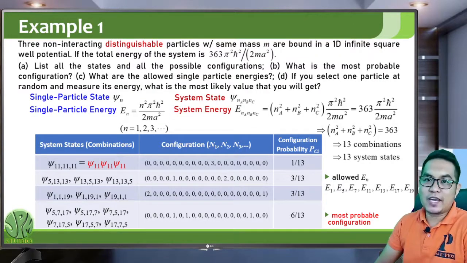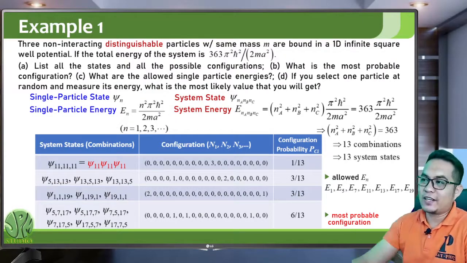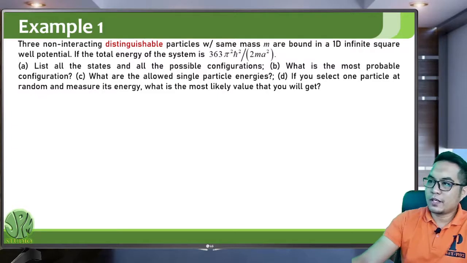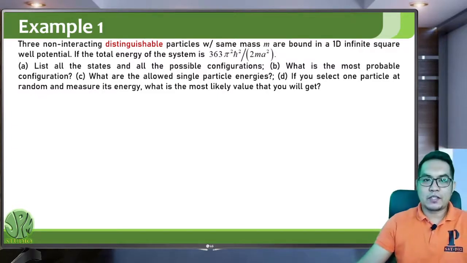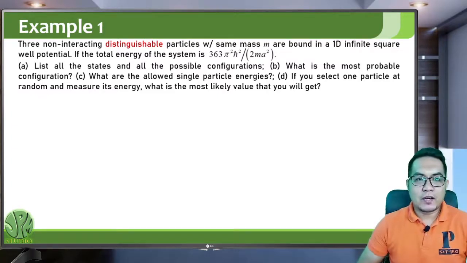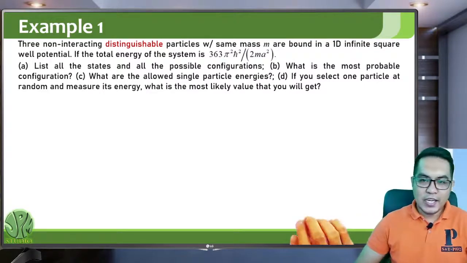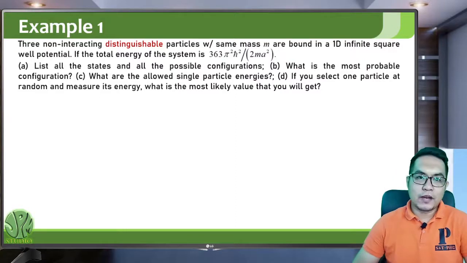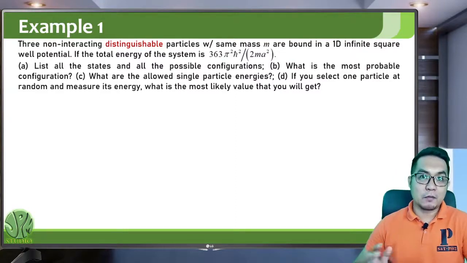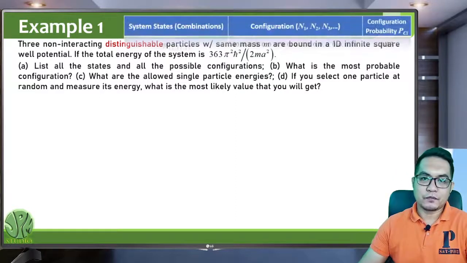The rest of the single particle energies are not allowed. So E2 is not allowed, E3 is not allowed, E4 is not allowed. Okay, for the letter D question, if you select one particle at random and measure its energy, what's the most likely value that you will get?